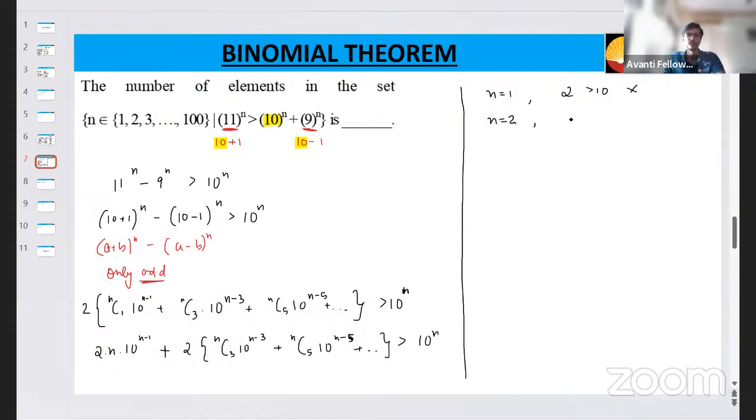N equals to 2 के लिए we'll get 40 is greater than 100. N की जगह पे 2 रखा, तो 2 के लिए भी ये तो नॉट वैलिड होगा ना. 2C3 does not make sense. So here इसका वैल्यू आएगा 40 and इसका वैल्यू 10 raised to the power 2. So 10 raised to the power 2 is 100.